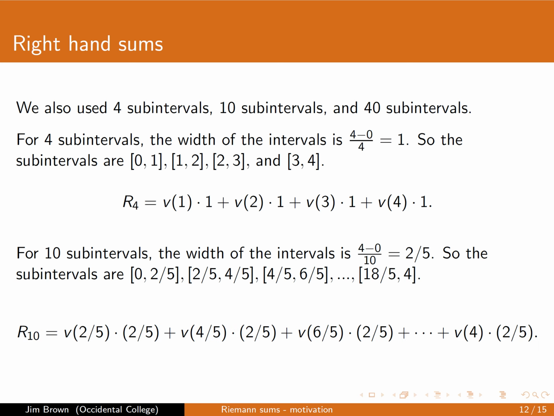And now for our formula for R sub 10, we're going to look at the right edge, which is 2/5, and multiply it by the width. So this is the area of that rectangle. Then 4/5, so v of 4/5 gives us the height of the rectangle, times 2/5 for the width of the rectangle. And we do this all the way until we get to the last one, which has a right edge of 4 and a width of 2/5.